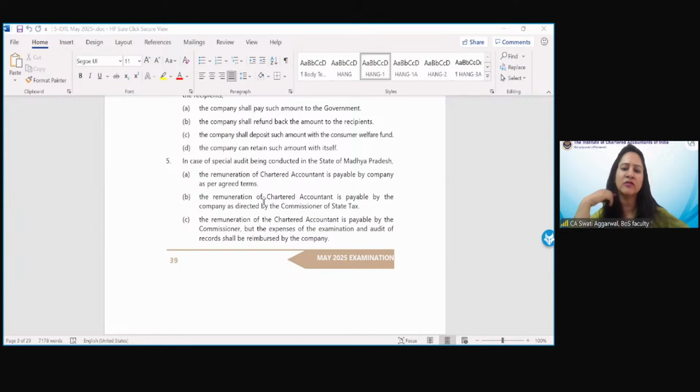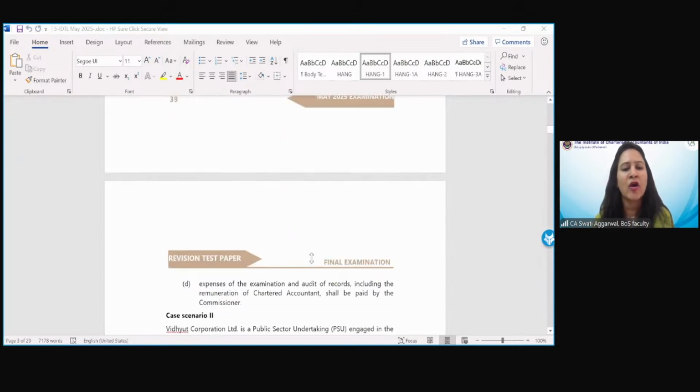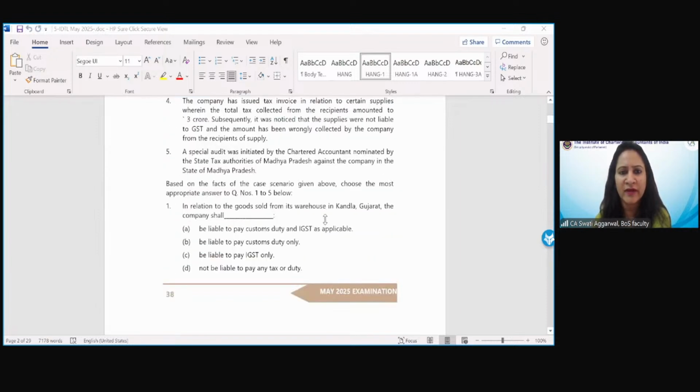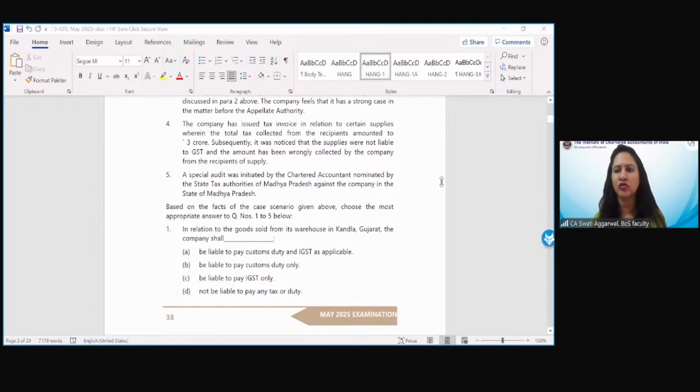Option C, remuneration of chartered accountant is payable by the commissioner, but the expenses of the examination and audit of records will be reimbursed by the company. And option D is expenses of examination and audit of records, including the remuneration of CA, shall be paid by the commissioner. And I am showing you the relevant fact. This is para 5. You may go through the same.